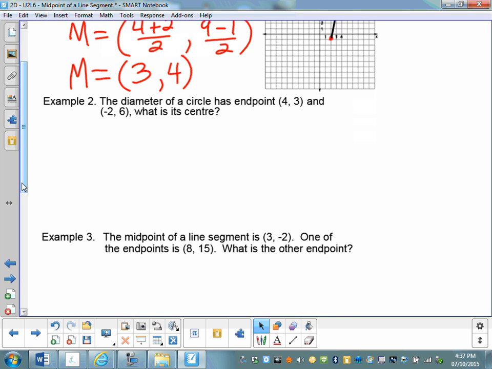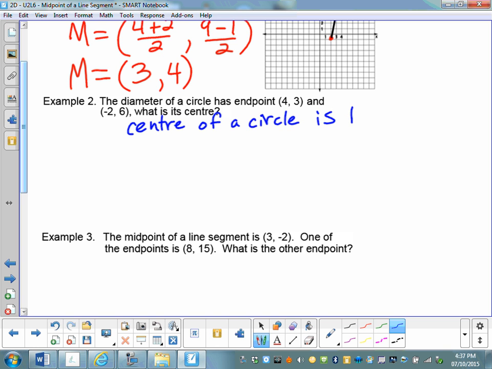Example 2. The diameter of a circle has endpoints (4, 3) and (-2, 6). What is its center? So the center of a circle is the midpoint of the diameter.